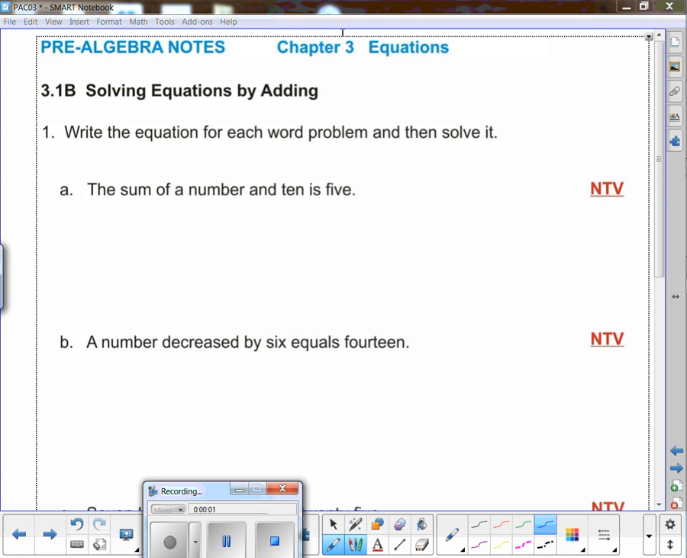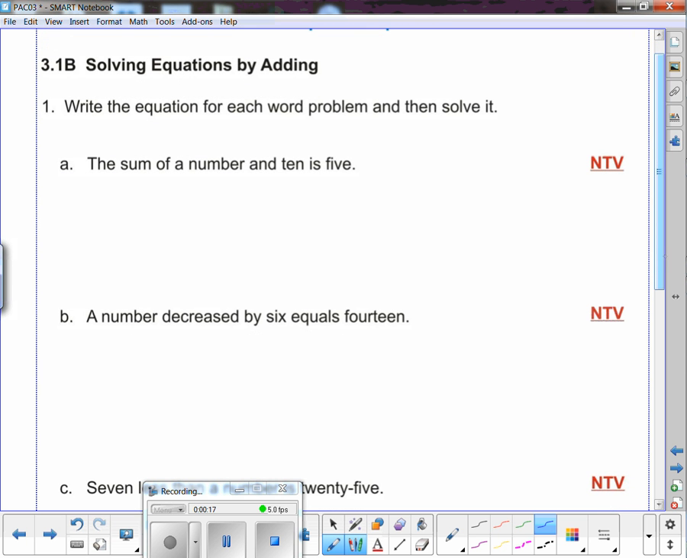Okay, so I'm going back to 3.1 just because I needed to get 3.2 in yesterday with the full homework. So 3.1b is solving equations by adding, but it's word problems. I wanted to make sure that we are good to go with word problems. Again, we did a little bit of this last night with the multiplying. I want to do it with the adding. And so let's go ahead and go through some of these.